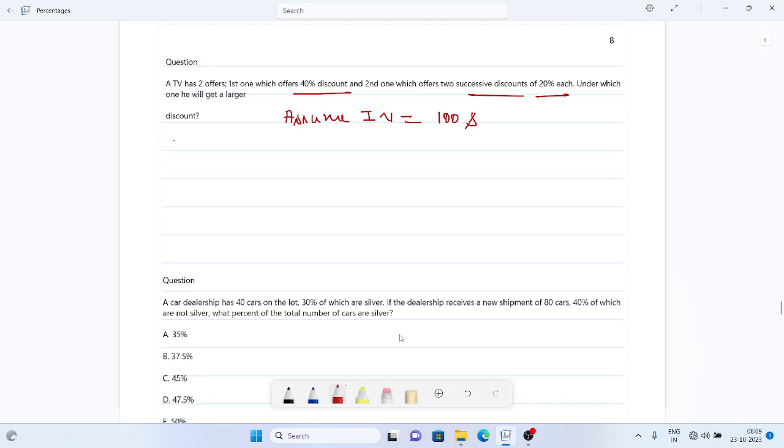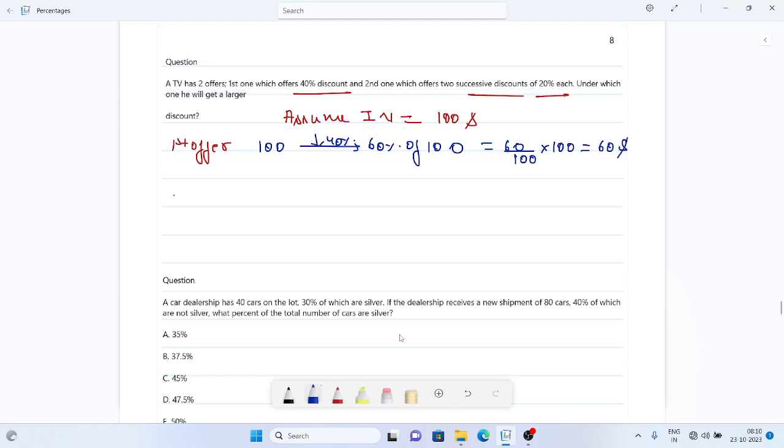Now in the first offer, what did he do? In the first offer he gave a discount of 40%. So the initial value is decreased by 40%, which is 60% of 100, which is nothing but 60 by 100 times 100, which is $60, right?